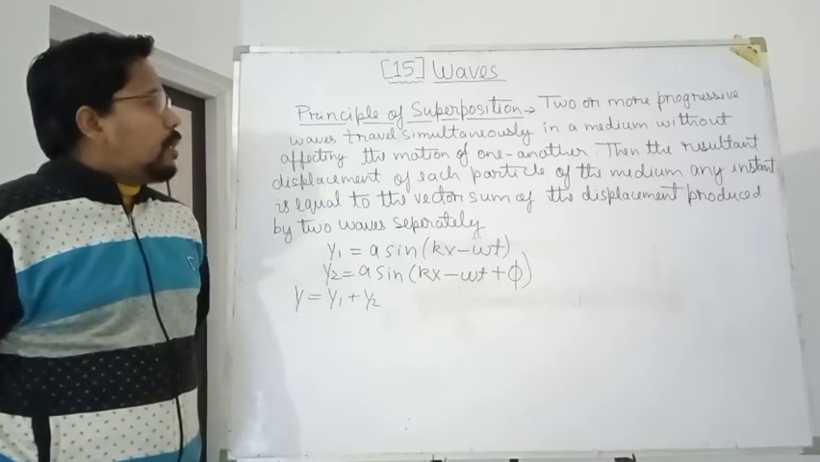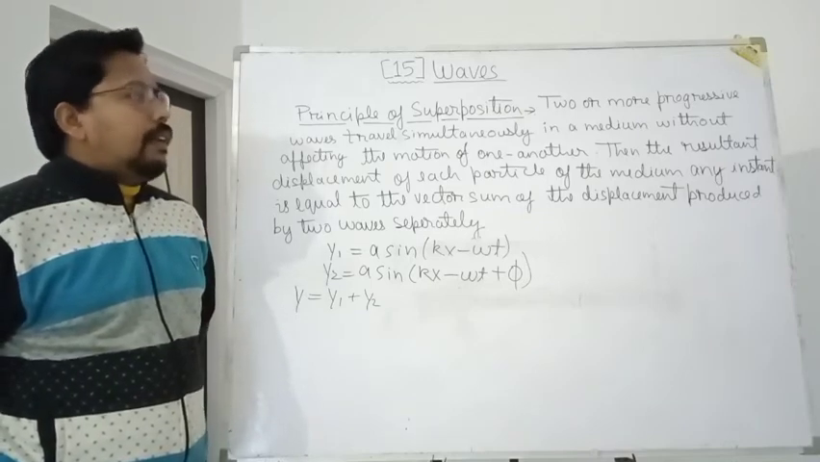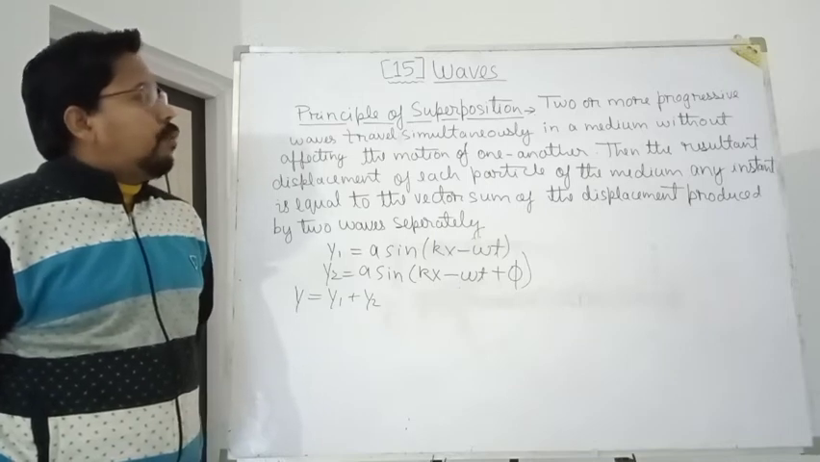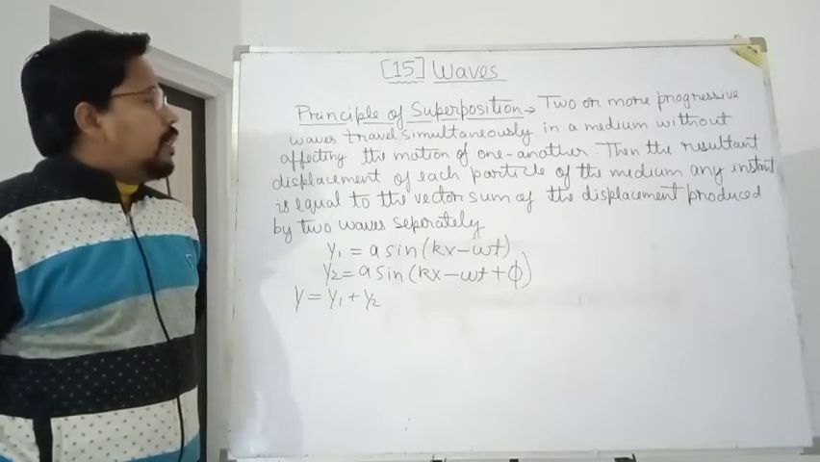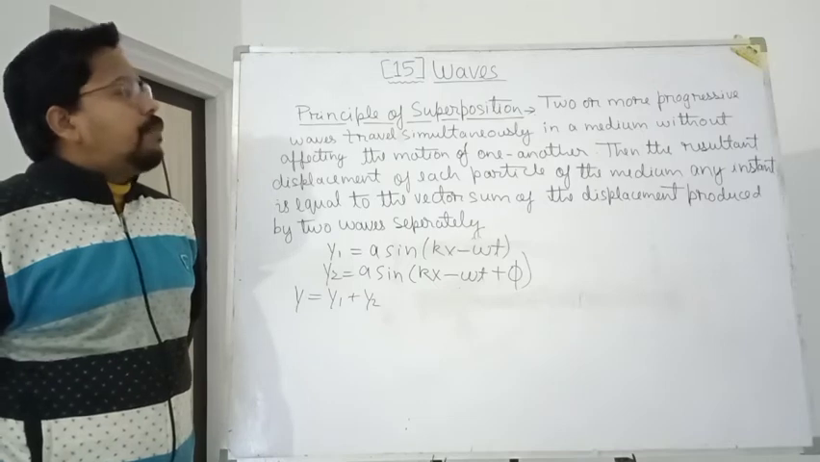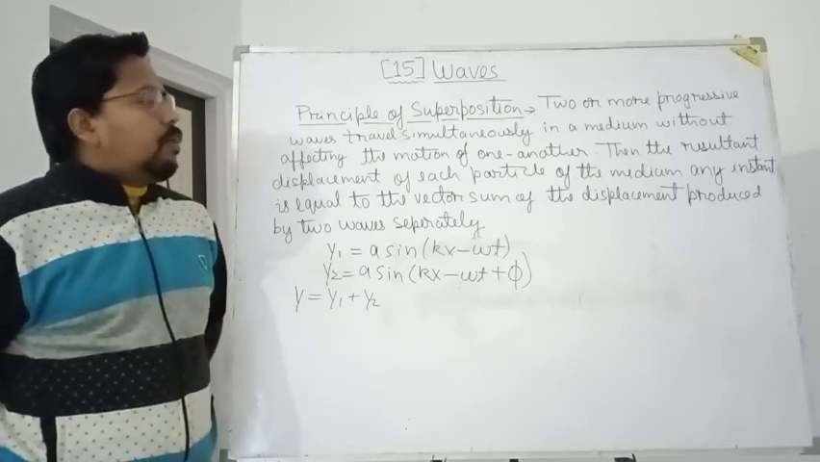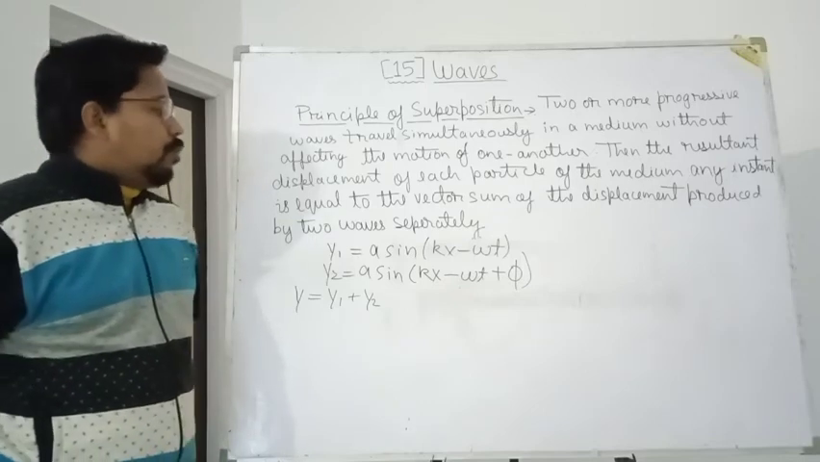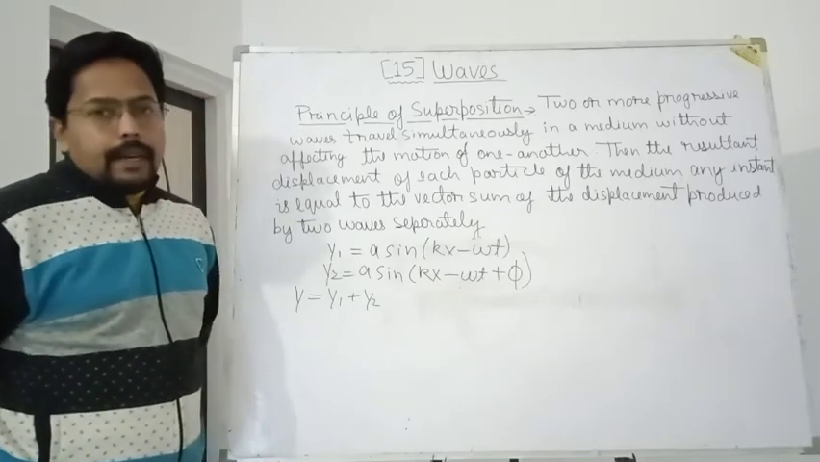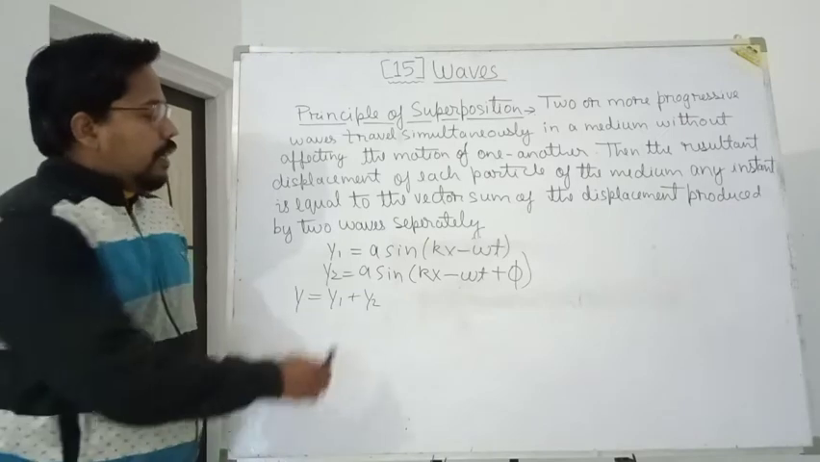Here in the principle of superposition, you can see the definition is written, and it says that if two or more progressive waves travel simultaneously in a medium without affecting the motion of one another, then the resultant displacement of each particle of the medium at any instant is equal to the vector sum of the displacements produced by the two waves separately. So here is the equation.